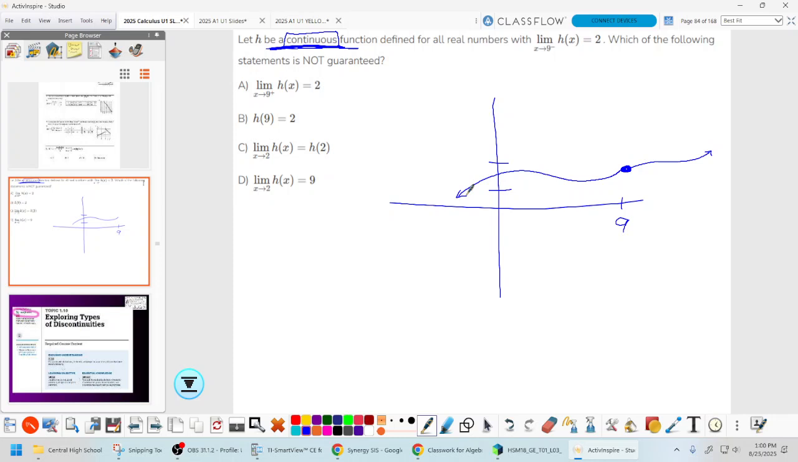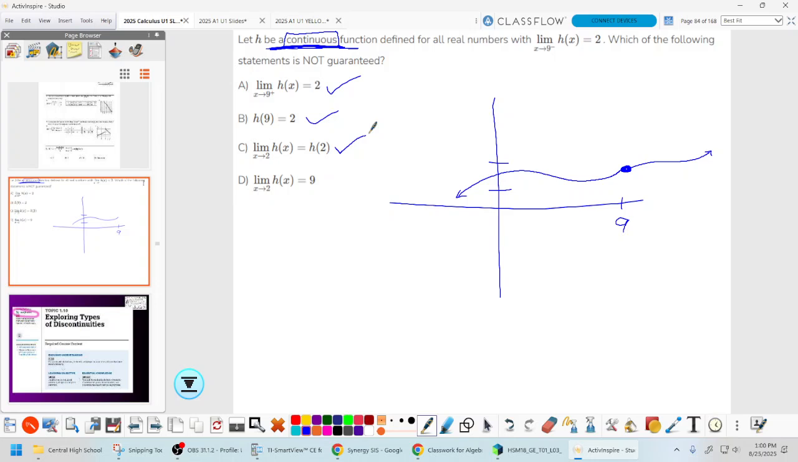So once you have that graph, now we can look. Limit as x approaches 9 from the right. Well, yeah, that has to be 2. Otherwise, it's not continuous. So that's good. h of 9 has to be 2. Otherwise, that was the case I just had a second ago with the hole. So that has to be true. Limit as x approaches 9 overall has to equal h of 9. That's basically what we just said with the previous 3 statements. So that has to be true.